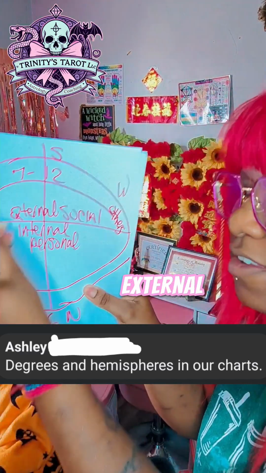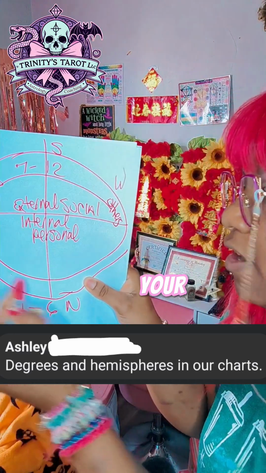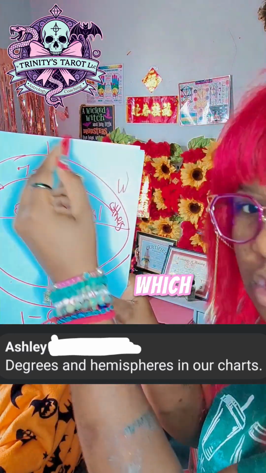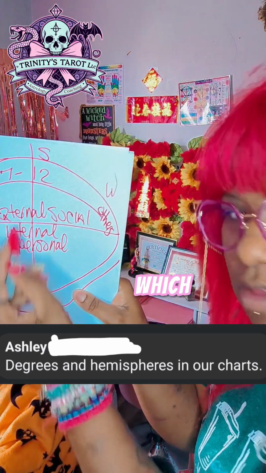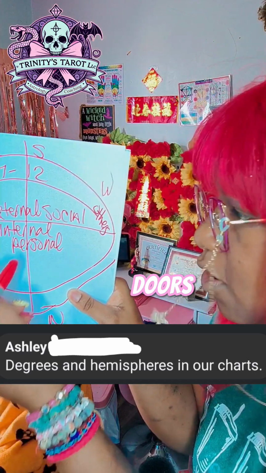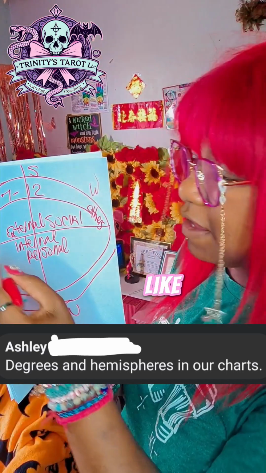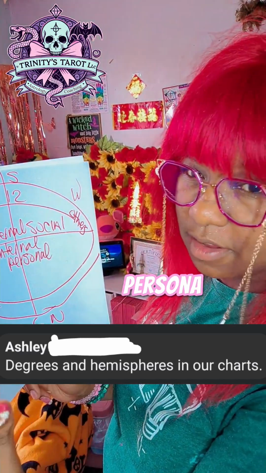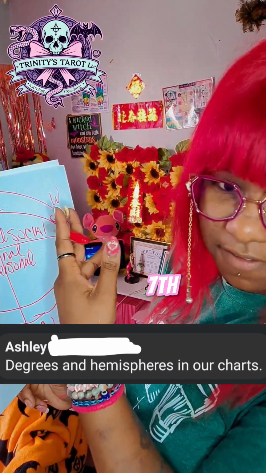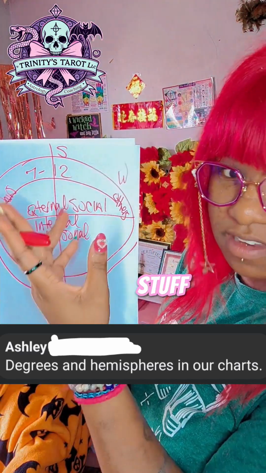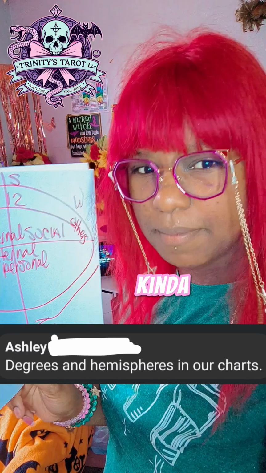You have your external outside and you have your internal stuff. So your MC, which is your outside, your IC, which is like your inside persona behind closed doors. They are in their respective spots. And then don't forget you have your 1st house, which is like your outside persona and stuff like that. And then you have your 7th house, which focuses more on partnership and stuff. So hopefully that kind of makes sense.